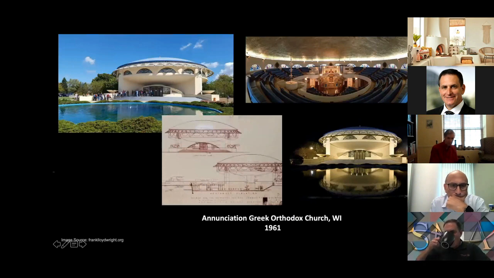The Annunciation Greek Orthodox Church was in Wauwatosa, Wisconsin. And it was designed in 1956 and completed in 1961. The church is one of Wright's last works, and the construction was actually completed after his death in 1959. And while Wright's design was inspired by traditional Byzantine forms and the Hagia Sophia Mosque in particular, the church wasn't meant to be just purely a historic tribute. Rather, it was an update and a kind of reinterpretation of the architectural forms very much alive.